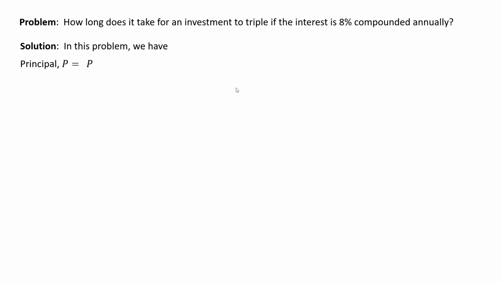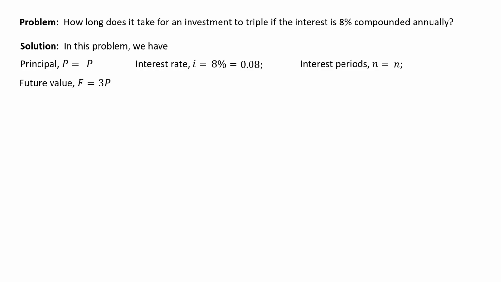But you didn't tell me how much you invested. The truth is, you don't need to tell exactly how much. We can just use a variable for it. P should become tripled. What does it mean? P should become what? 3 times P. As simple as that. Interest rate is 8%, and interest periods n is something we don't know, so we'll leave that as n. And future value F is 3 times P. That's the whole idea.